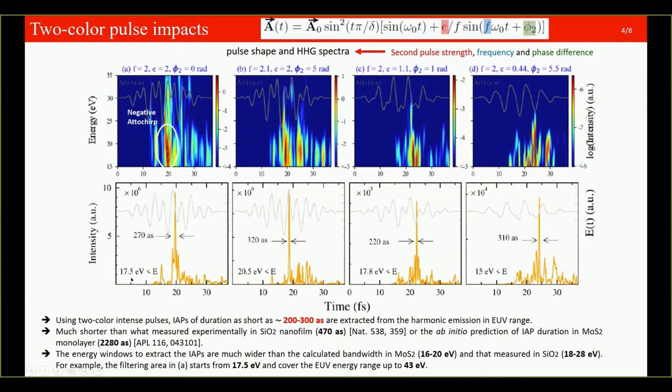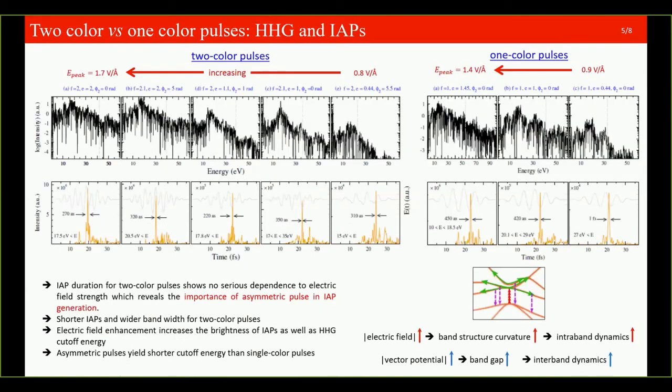Okay. And again, an attochirp appears here for the same energy range as the previous one, but here our chirp shows the negative sign, which shows the complex dynamics of electrons in MgO bands.